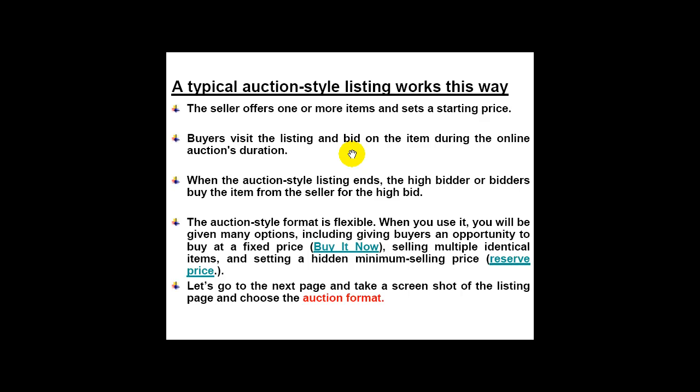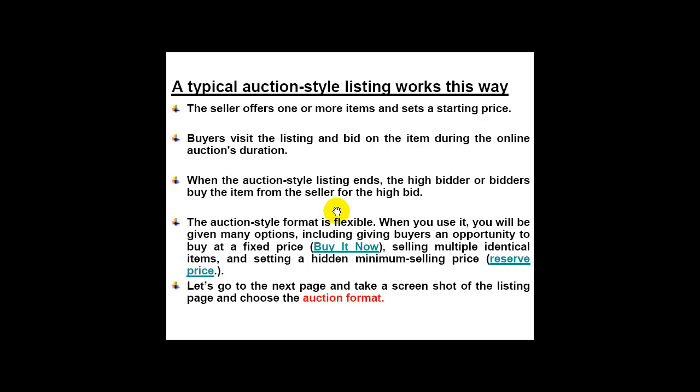until the end of the auction. Assume that the auction duration was 7 days, so different buyers will start placing bids, and when the auction ends, the item sells to the highest bidder. Whoever places the highest bid, the item will sell to him.